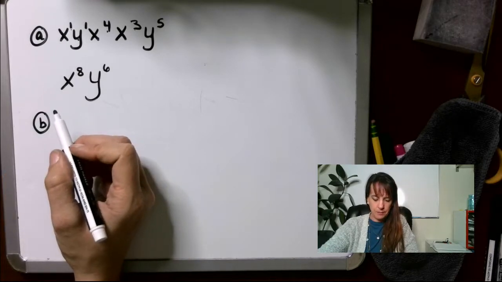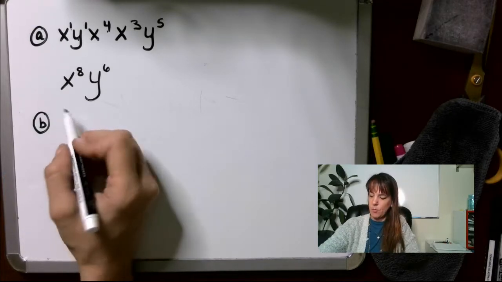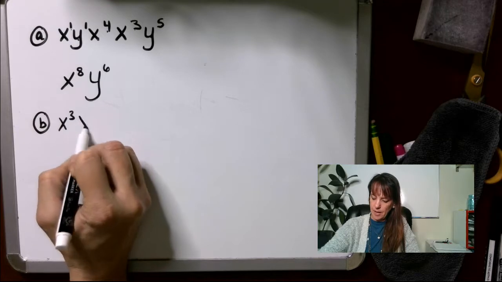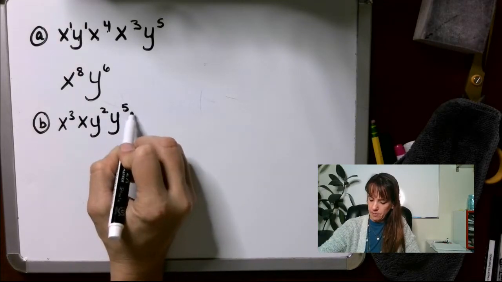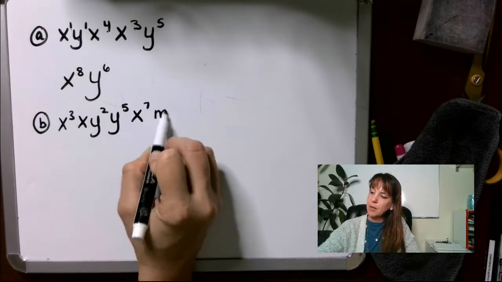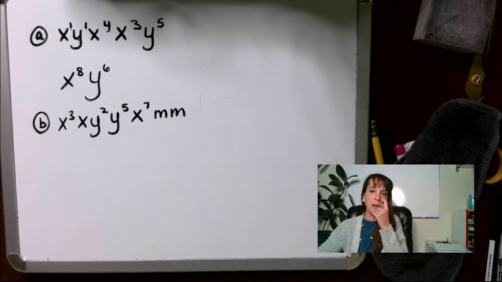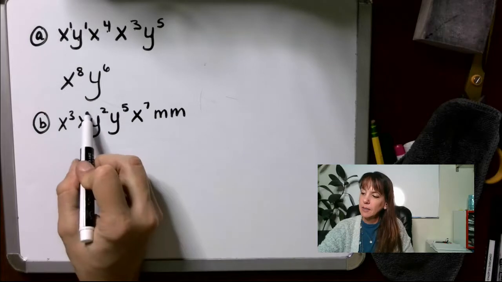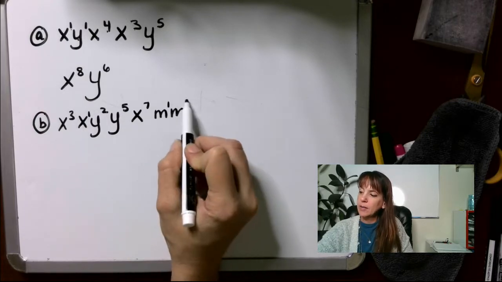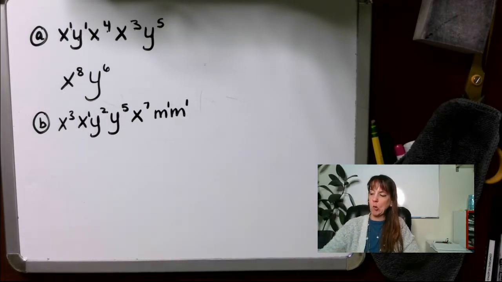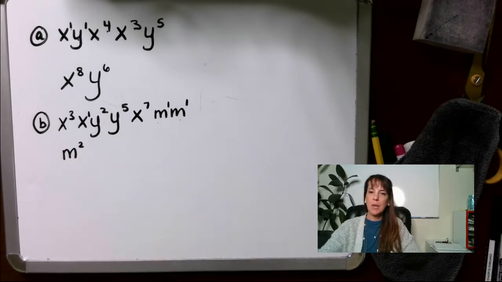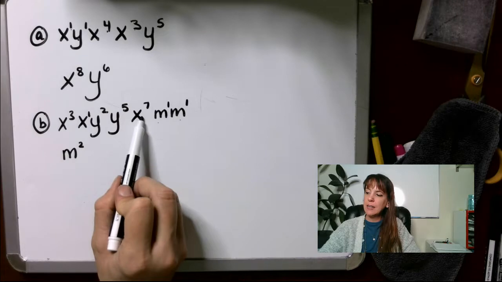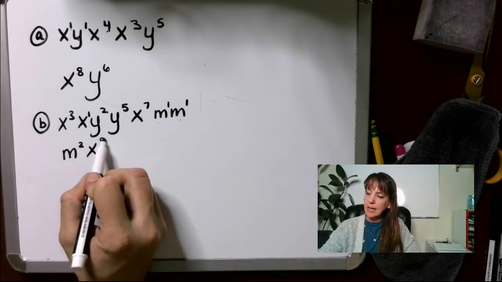So for B, we have x to the third, x, y squared, y5, x7, m. Again, let's throw in our exponent for ones that are missing. We got a 1 here, a 1 here, and a 1 here. We're going to start in alphabetical order with our 2 m's, which means we have m squared. Now for our x's, we have 1x there and 7 there.